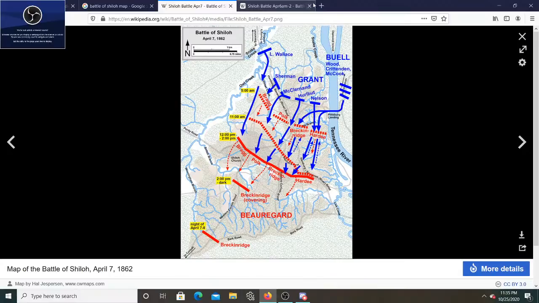How does Grant survive Shiloh? He's not given a ton of credit for the victory, understandably so, but in the end, he chose not to retreat. So I think he made one of the most crucial decisions: hold on, and everything.